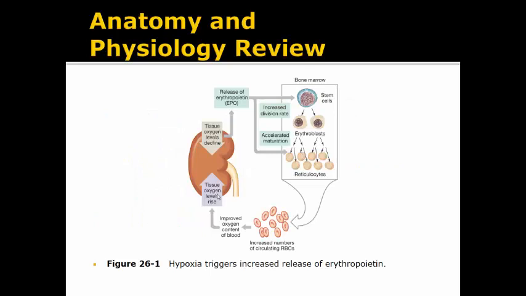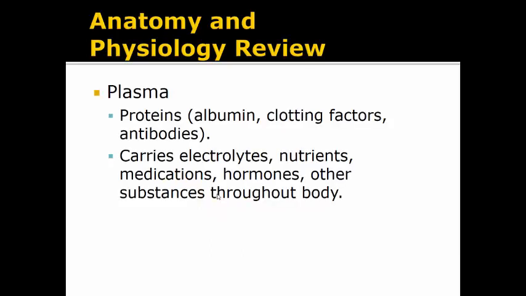Now with this, when you have hypoxia, it's going to trigger the release of erythropoietin in the kidneys. And what this is going to do is increase the division of the stem cells in the bone marrow, which are then going to mature into your red blood cells. When they mature faster, you've got increased numbers of circulating red blood cells, which helps transport oxygen and remove waste products faster. So it's just a feedback system.